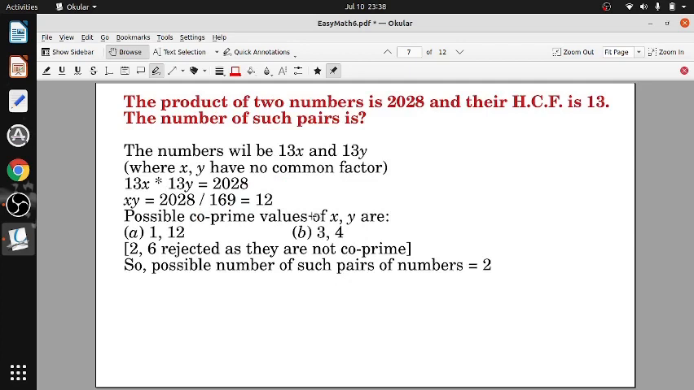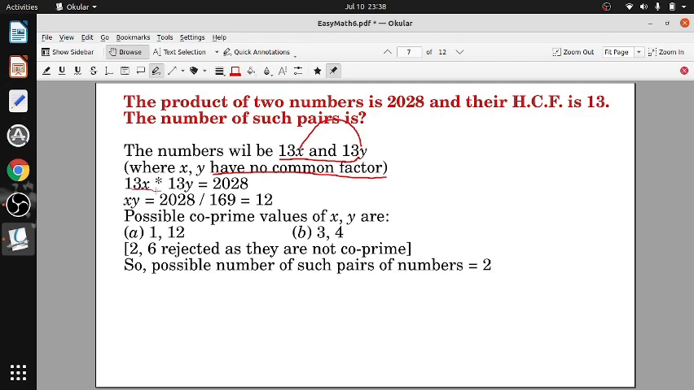The product of two numbers is 2028 and the HCF is 13. The number of such pairs, how many pairs of numbers will be there? So अगर HCF 13 है तो 13x and 13y. And x and y have no common factor. अगर common factor 2 होता तो क्या होता? तो 13 into 2, 26 और 13 into 2, 26 हो जाता. If 3 is a common factor तो क्या होता? 13 into 3, 39 हो जाता. But since HCF 13 है, so x and y have no common factor.